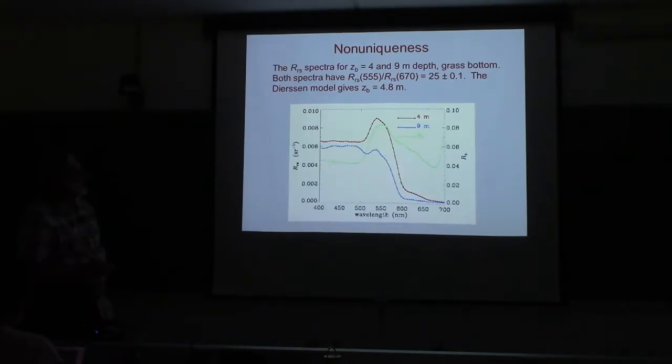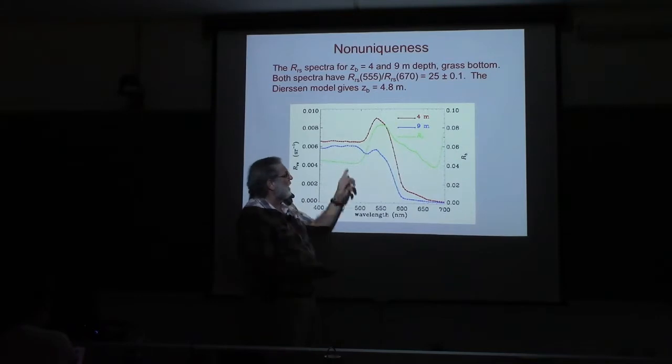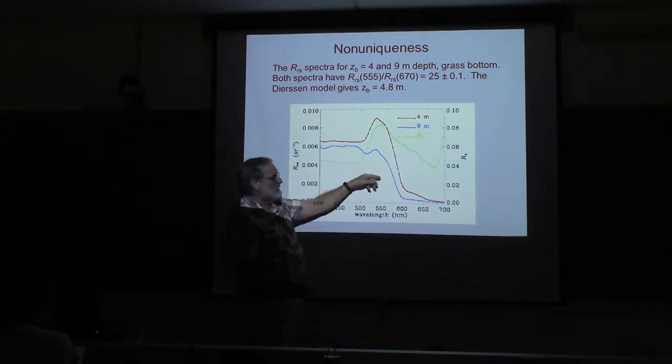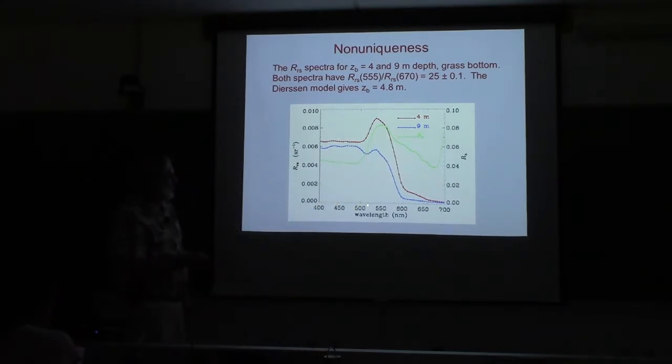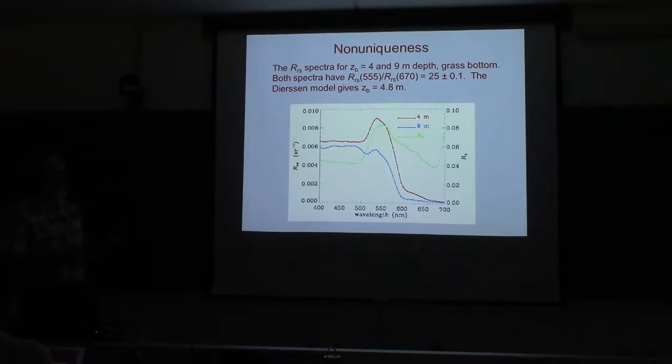Okay, so if I actually plotted here, the green curve is the bottom reflectance, so the seagrass spectrum plotted over here, and then the blue curve is Rrs for the 9 meter depth, and the red curve is for the 4 meter depth. So at 4 meters, you're seeing a big effect on remote sensing reflectance due to bottom reflectance. At 9 meters, not so much. That's a dark bottom, and so it's less effect. But both of these, if you looked at 550 to 6-whatever, they both have the same ratio, but they're really different spectra, and you get different bottoms.